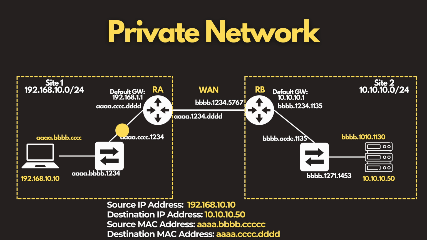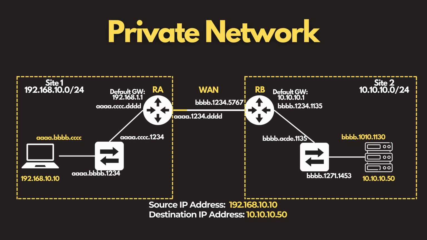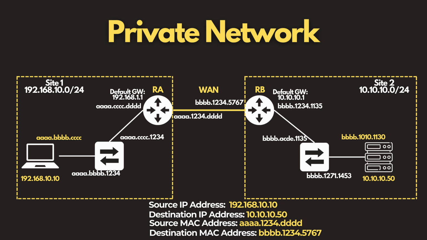First, the packet goes to the default gateway's interface in the local area network. Then router A routes the packet upstream to its wide area network interface. Same source and destination IP, but since the layer 2 segment changed, source and destination MAC address would change to the following. Source MAC would be the MAC address of router A's WAN interface, and destination MAC would be the MAC address of router B's WAN interface.